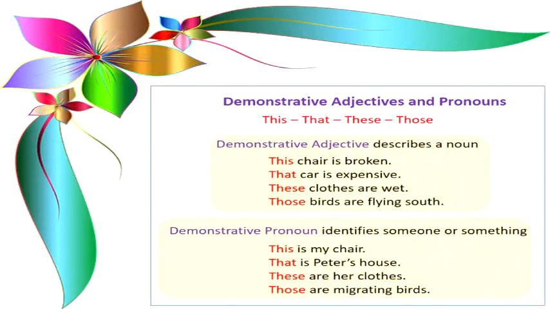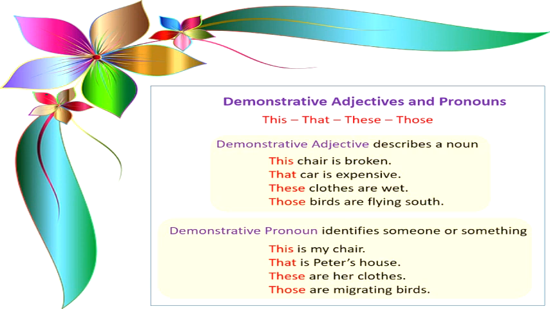Now a very important thing. Dear children, demonstrative adjectives and demonstrative pronouns, they are the same four words. This, that, these, those. And they are used in the same situations. For nearby singular objects, this. For far singular objects, that. For nearby plural objects, these. For far plural objects, those.